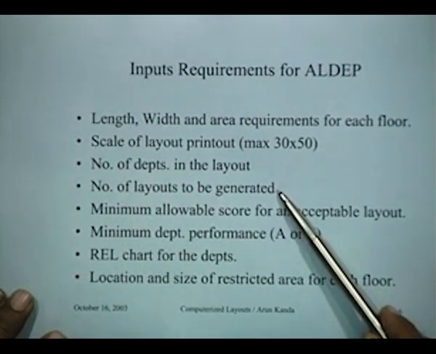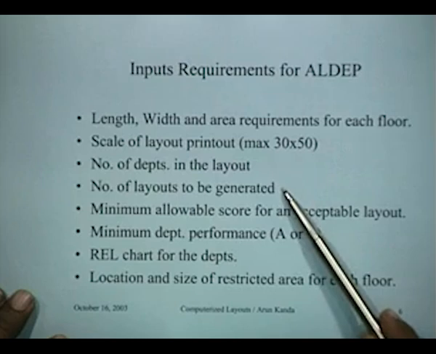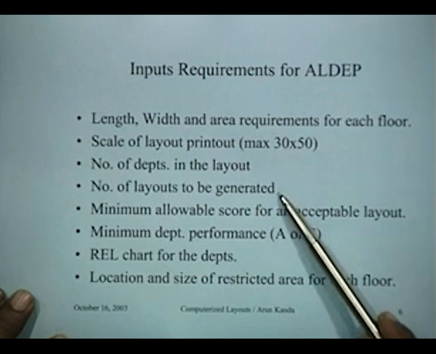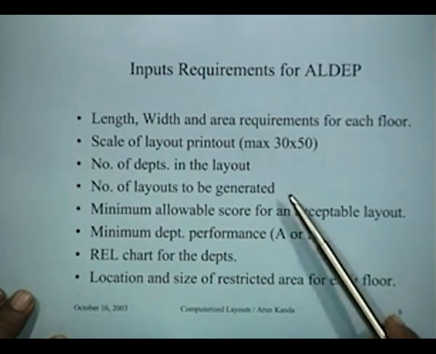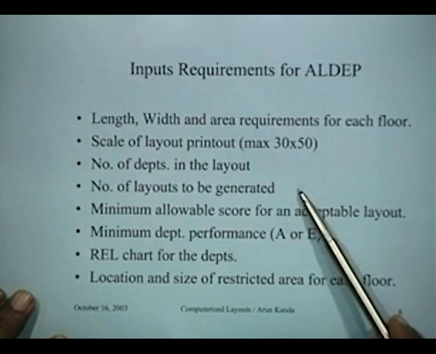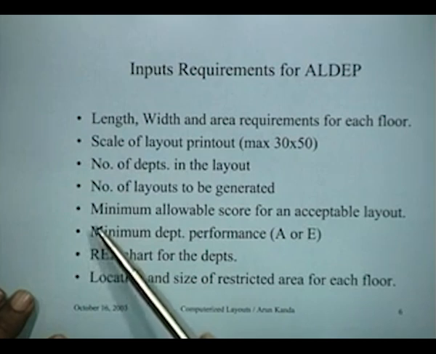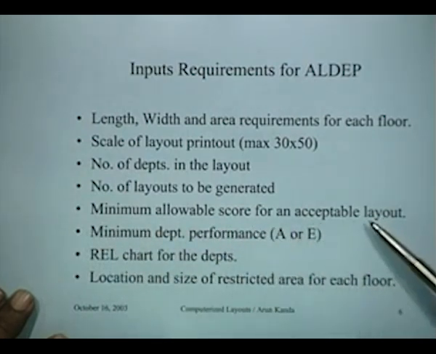I indicated to you that a large number of layouts can be generated, and each time you generate a layout, you can get a different layout and a different score. So the purpose of this particular exercise is to try to get a layout with the highest score. But in order to cut down on computer time, you specify a priori the number of layouts that you would like the program to generate, whether you want 20 layouts, 50 layouts, and so on. Then a minimum allowable score for an acceptable layout can also be fed in.